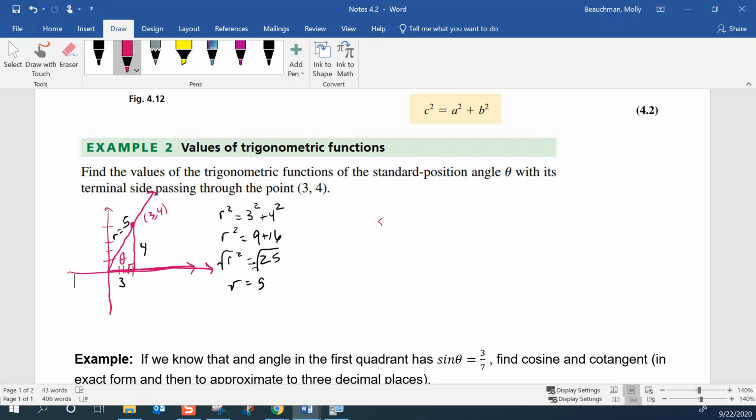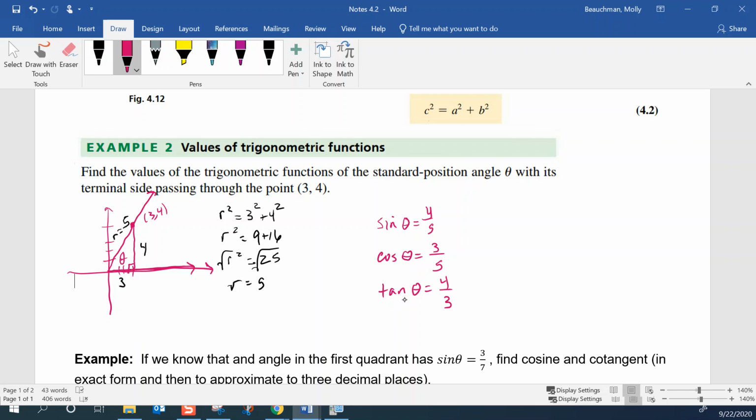So the first is the sine. The sine of my angle is going to be opposite over hypotenuse. So that's going to be 4 over 5. Cosine of my angle is going to be adjacent over hypotenuse. The adjacent side to the angle is 3 over hypotenuse of 5. And the tangent of the angle is going to be the opposite, 4, over the adjacent side, 3.